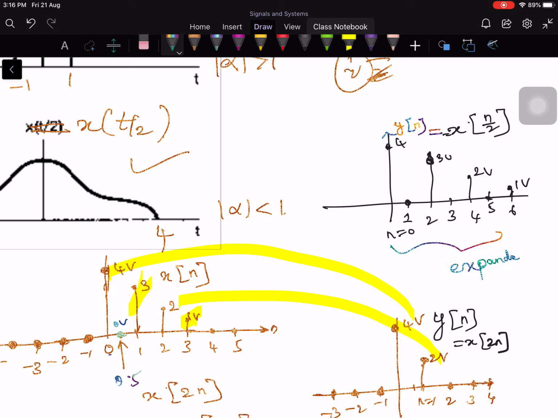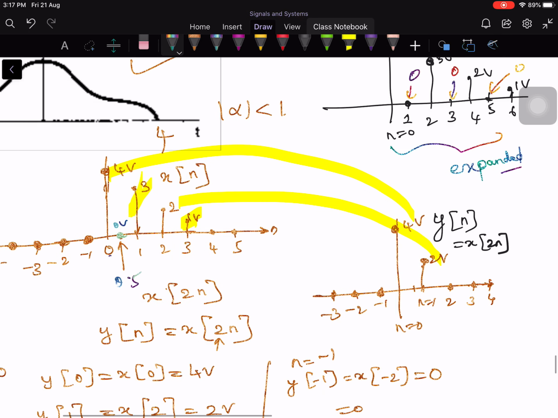When you do the expanding operation, you are inserting zeros. See, the 0 is inserted here, and here also one 0 inserted, here also one 0, and here also you are inserting some zeros. On the other hand, when you compress, what are you doing? You are missing some values from here. Okay, you are not considering this 3, you are not considering this 1 volt. At n equals 3, at n equals 1, you are skipping this value.